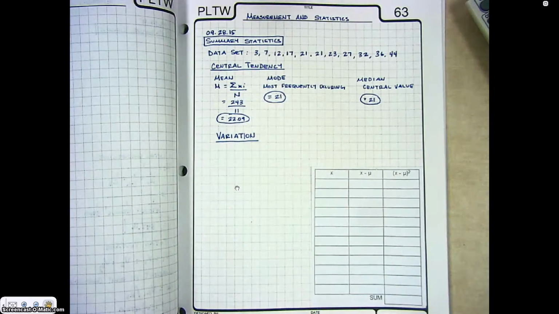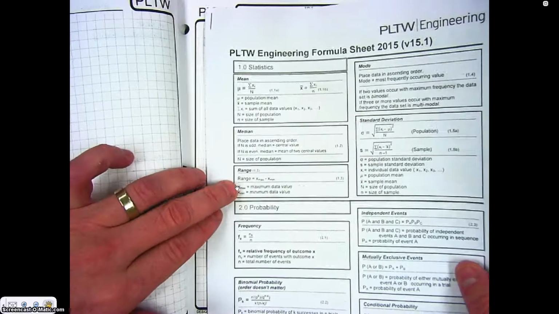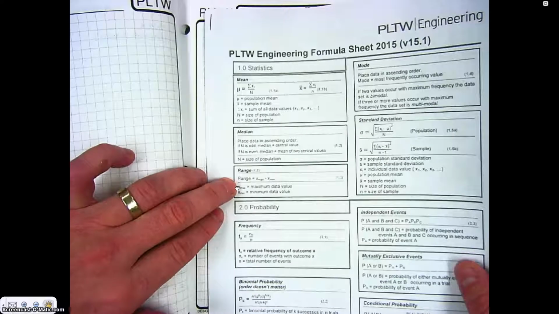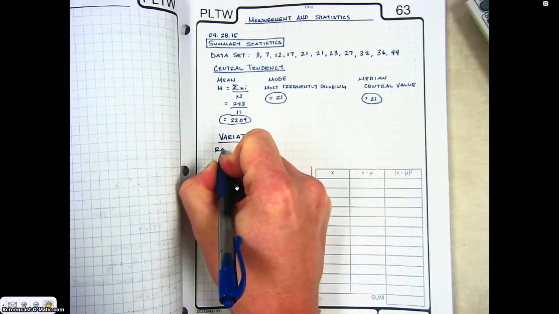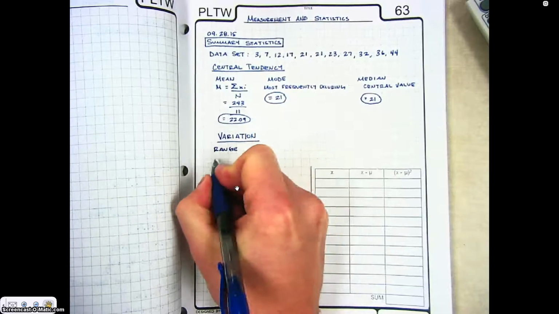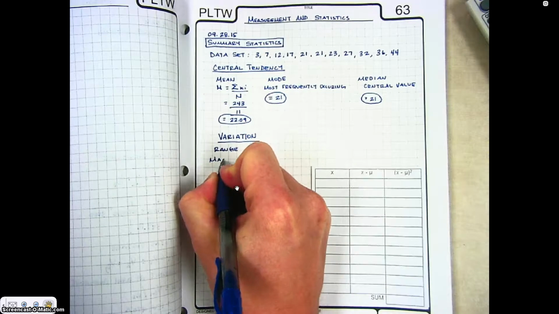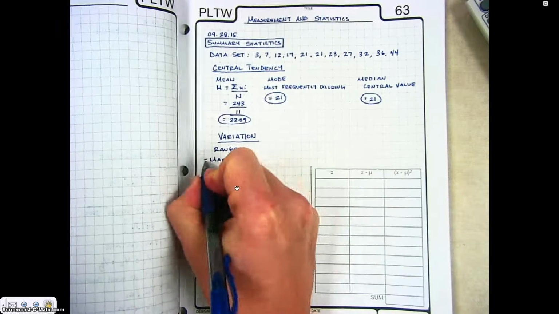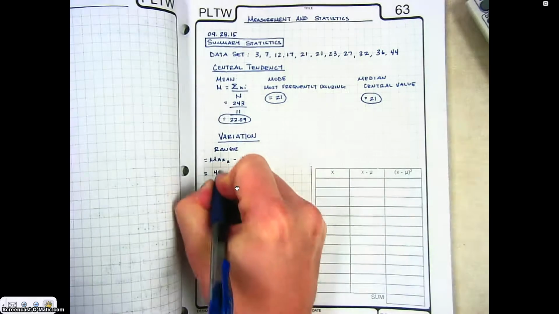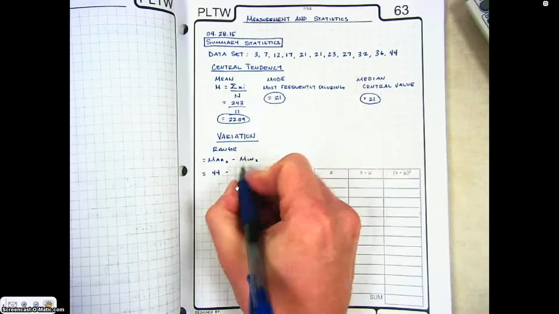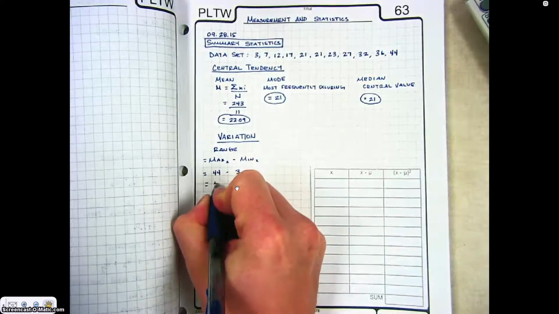All right, and so the first measure of variation is range. If we look at our formula sheet, range is listed right here. It's the maximum data value minus the minimum. And so I'm just going to write range right here. And it's the max minus the minimum. So the max value in our data set is 44. The minimum value is 3, which gives us a range of 41.